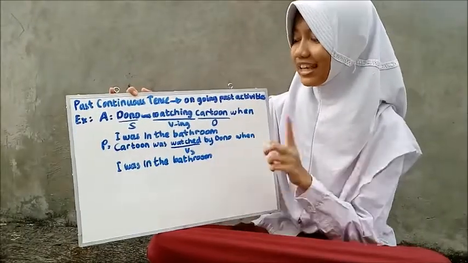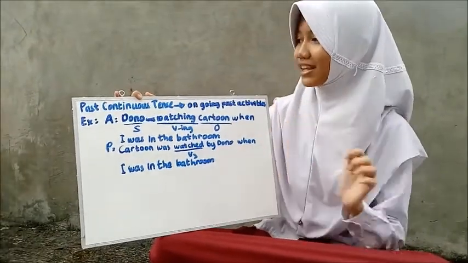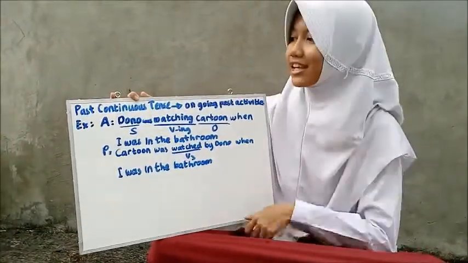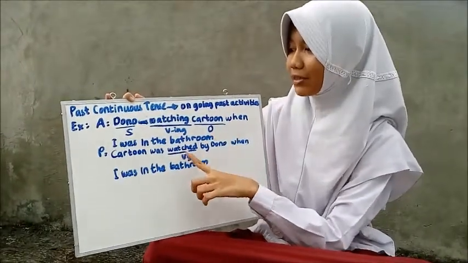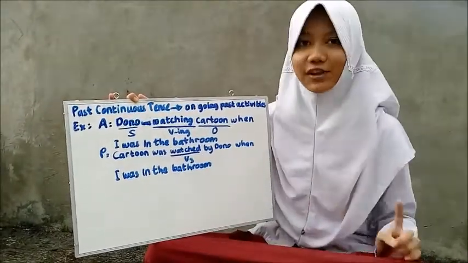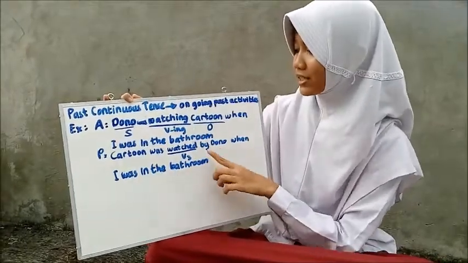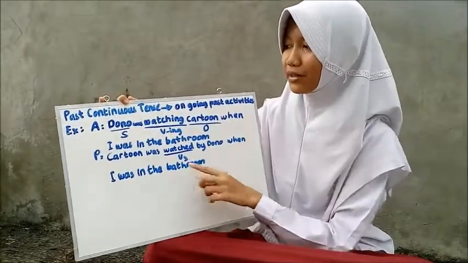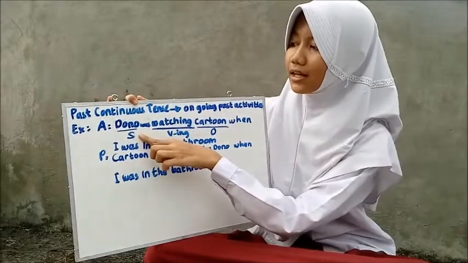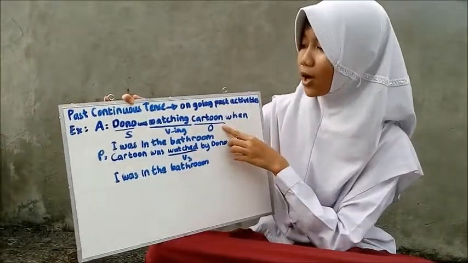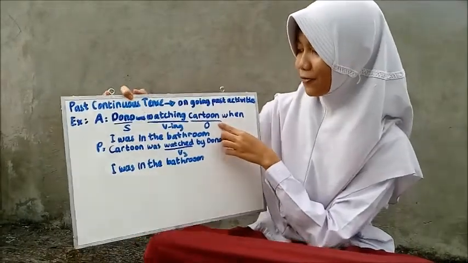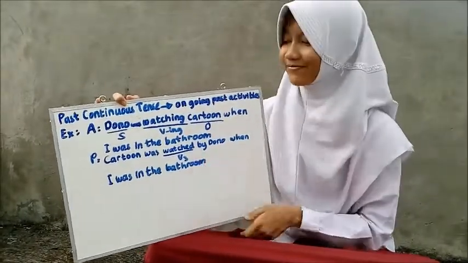Past continuous tense is explaining about ongoing past activities. For example, the active voice is: Dono was watching cartoon when I was in the bedroom. And the passive voice is: cartoon was watched by Dono when I was in the bedroom. Dono is the subject, watching is verb-ing, cartoon is the object, and for the passive, watched is verb 3. Okay, that's right. Next, Hanin.